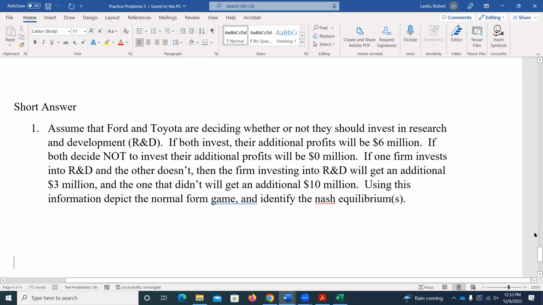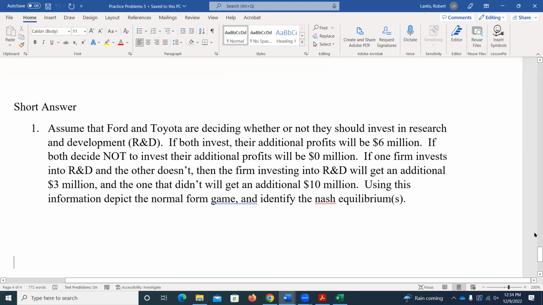If they both decide not to invest, nothing changes, right? There's no change in profits. Neither one of us advanced. And then if one firm invests and the other doesn't, the firm that invested into the R&D gets an additional 3 million. The one that didn't will get an additional 10.